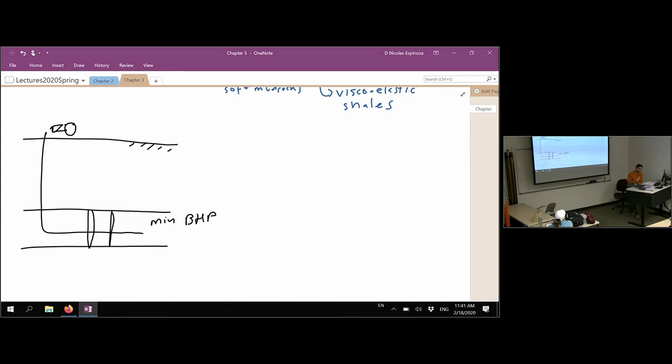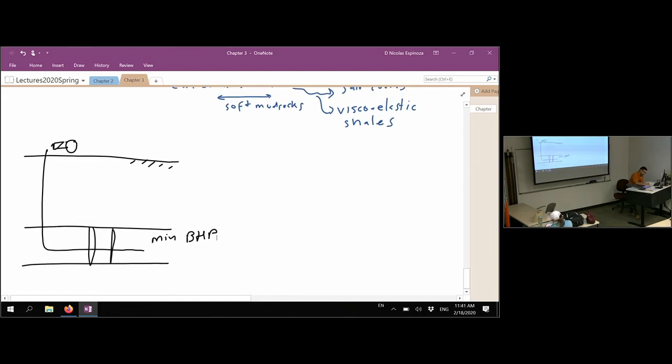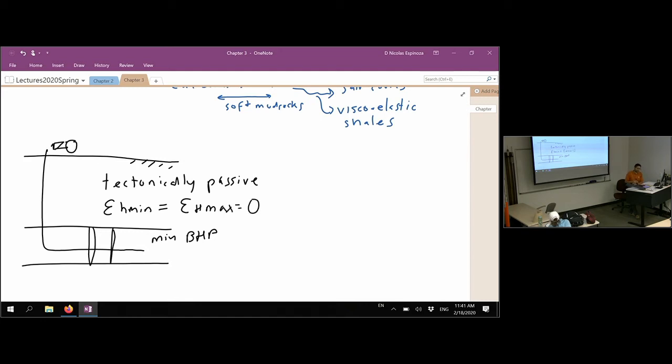Before we do that, we're going to reduce this problem to the case in which this is tectonically passive, and that means that the tectonic strains, the minimum and the maximum, are going to be equal to 0. These are called tectonic strains, and we're going to see a little bit more later what exactly they are. But that means that there is no lateral strain.